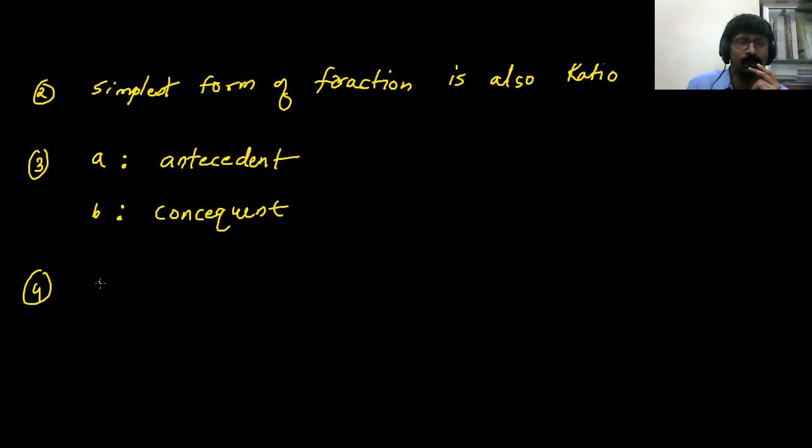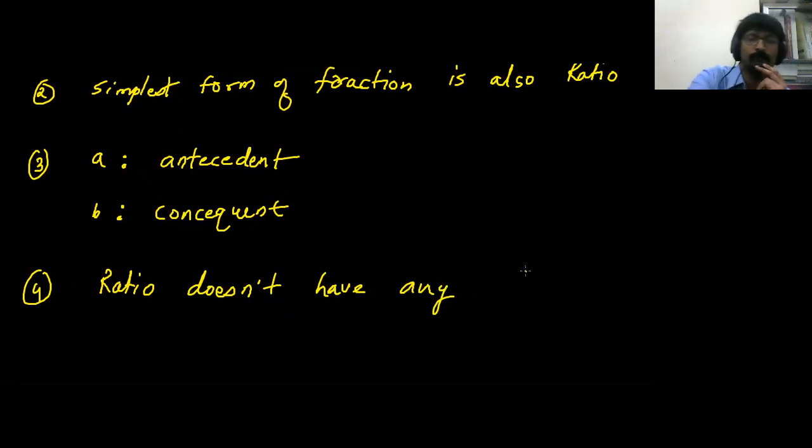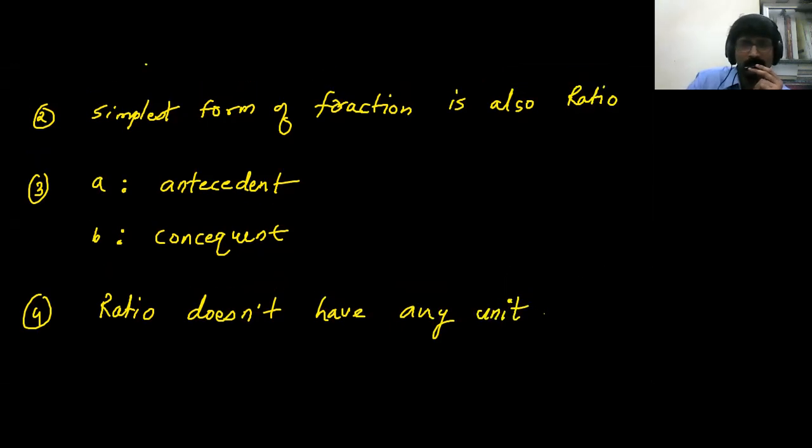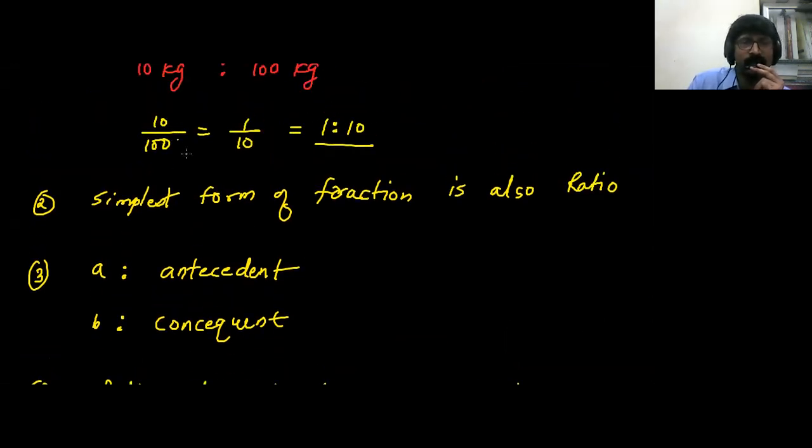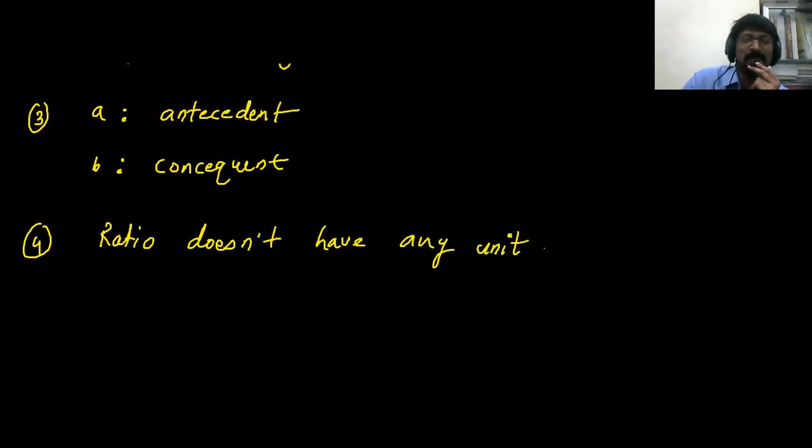Okay. Now four. Ratio does not have any unit. Why does ratio not have any unit? Can you guess? Simple. Suppose it was 10 kg to 100 kg, then kg gets cancelled, isn't it? Here kg was written, and here also kg was written, so they get cancelled. That's my logic. I know sometimes I sound a little funny, but that is how maths works. Okay, I hope you understood that.